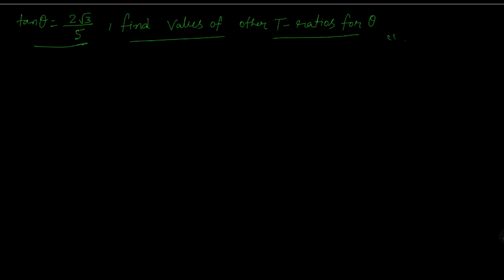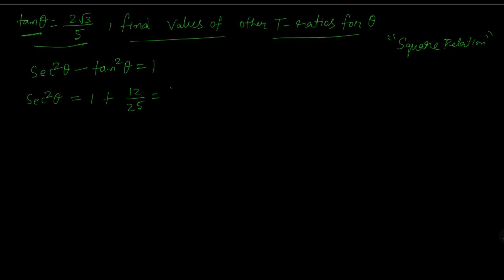Remember, as I said earlier, the square relation has to be used once and only once. So one of the square relations will be used only once here. How do we use it? Involving tan theta, what was the relation that we had? Sec square theta minus tan square theta equal to 1. Oh, great. So sec square theta is equal to 1 plus tan square theta, which is 1 plus (2 root 3 by 5) square. That is 4 3s are 12 by 25. Great. So this is 37 by 25. So what do we have? We have sec theta is equal to root 37 upon 5.